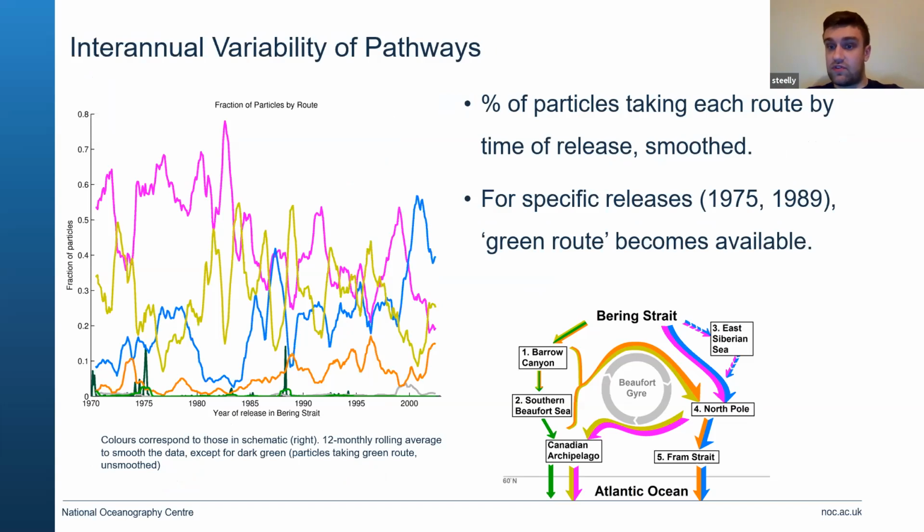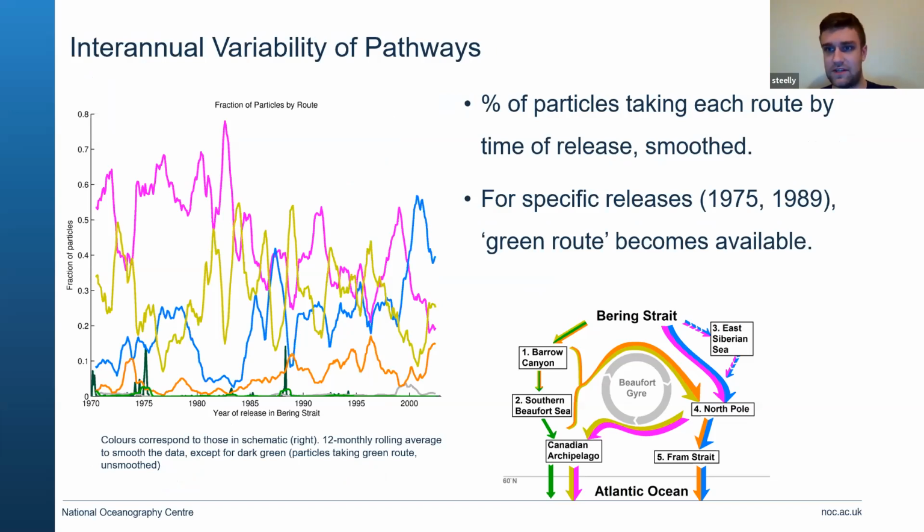How many trajectories take each route? This is where you start to see that the green route might be something interesting, in that you've got these spikes in the pathway that hugged the North American coast before filing through the archipelago. Most of the time it's not there or negligible, but occasionally it happens.